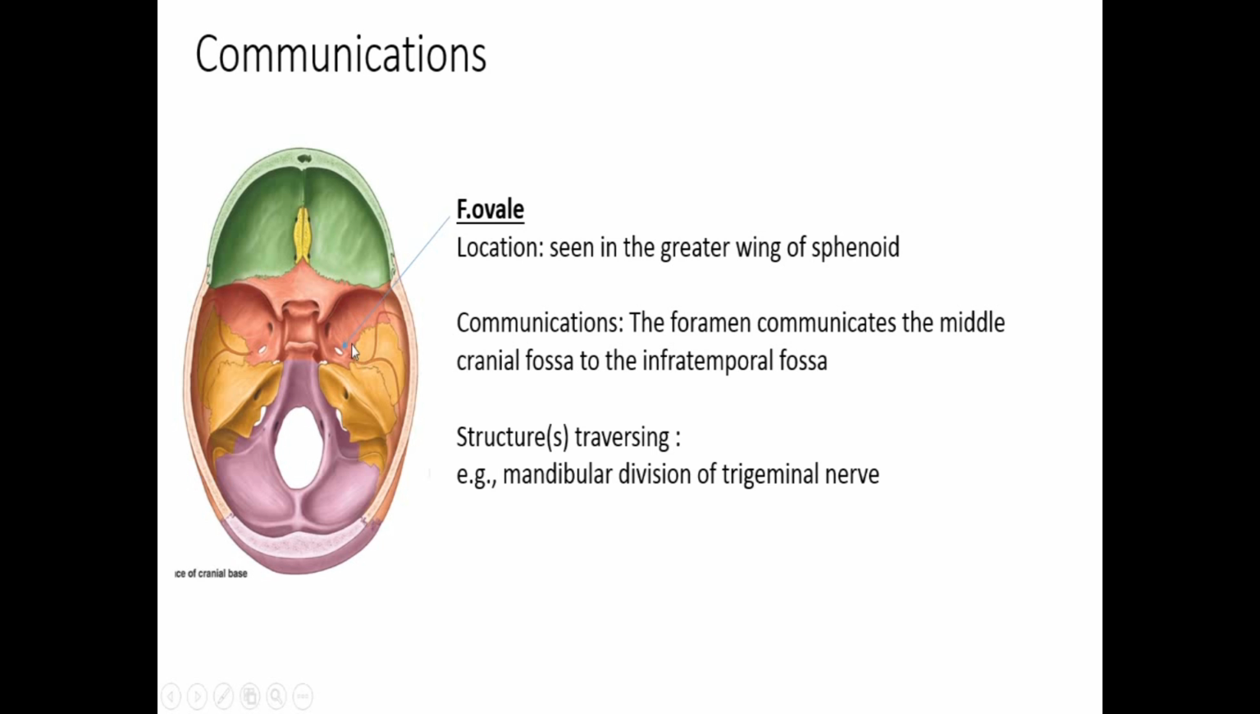Similarly, let's look at the foramen ovale. Again, you've already identified that it's situated in the greater wing of the sphenoid, and the two anatomical spaces that this foramen communicates would be the middle cranial fossa and the infratemporal fossa. The structure passing through the foramen ovale would be the mandibular division of the trigeminal nerve. Please note that there would be other structures that also pass through the foramen ovale, and I've only listed one of them.